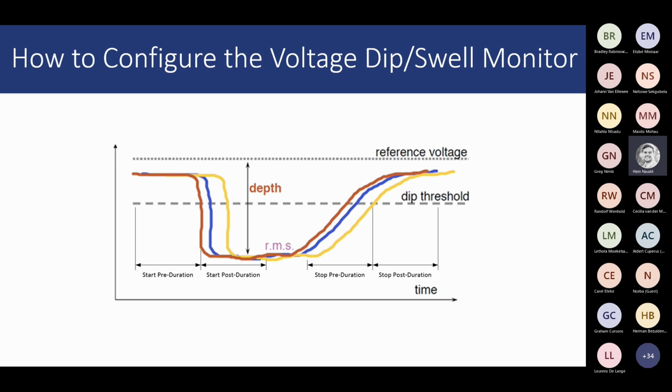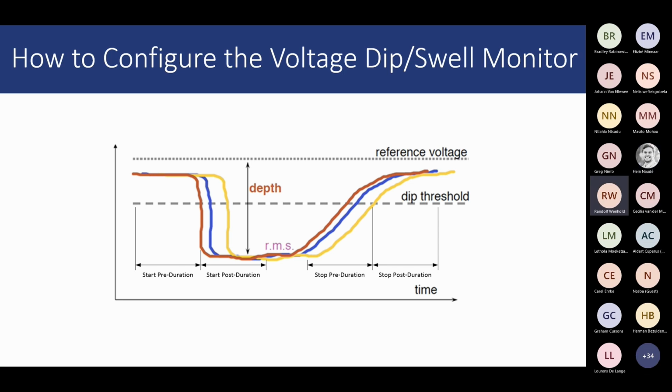The start post-duration is then the period after the event started, so while the event is happening, during the event that you want to capture. And the same for the stop pre-duration. At this point, the event is stopped or closed. That's when all 3 phases are restored above the dip threshold plus the hysteresis. The hysteresis is not indicated on the image, but it is included. The stop pre-duration is the period before the stop of the event that you also want to capture, so it's again part of during the event. And then there's the stop post-duration, which is the period after the event was stopped that you also want to see.